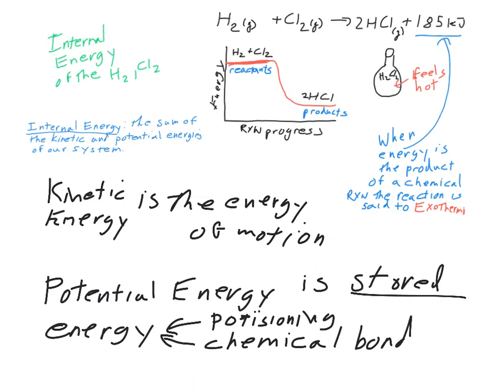And in terms of chemistry, we find potential energy in terms of the energy of position, and the energy stored in chemical bonds. So we have potential energy and we have kinetic energy. So we've thrown three new terms at you: internal energy, kinetic energy, and potential energy. And now I want to clean up just a little bit here.